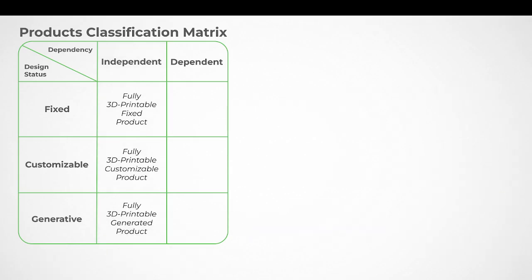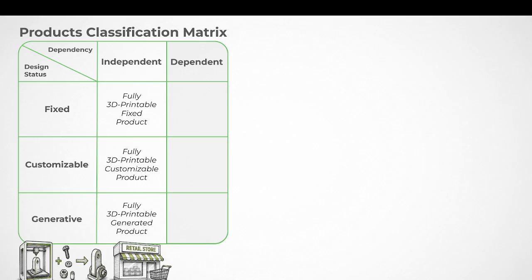Now, let's turn to the other side of our matrix, dependent products. These are products that require the integration of non-3D printable complementary parts to reach a usable state. This is where design gets complex. Because these products rely on external hardware, they are tied back to the conventional retail market. As designers, we must carefully evaluate the accessibility, affordability, and assembly skill level required for a user to acquire and integrate these parts. This group gives us our next three archetypes.